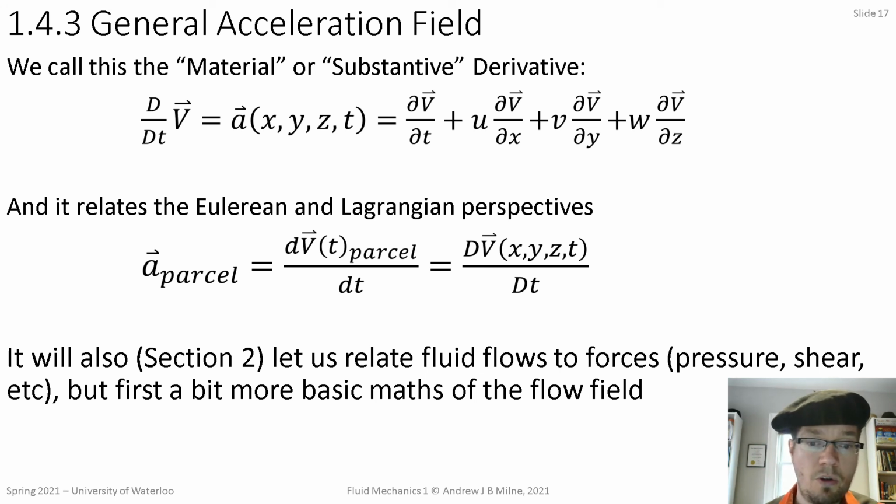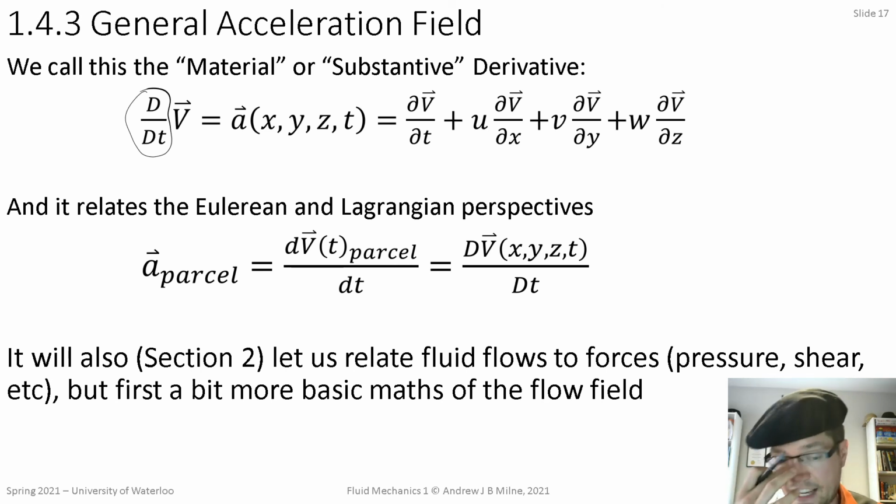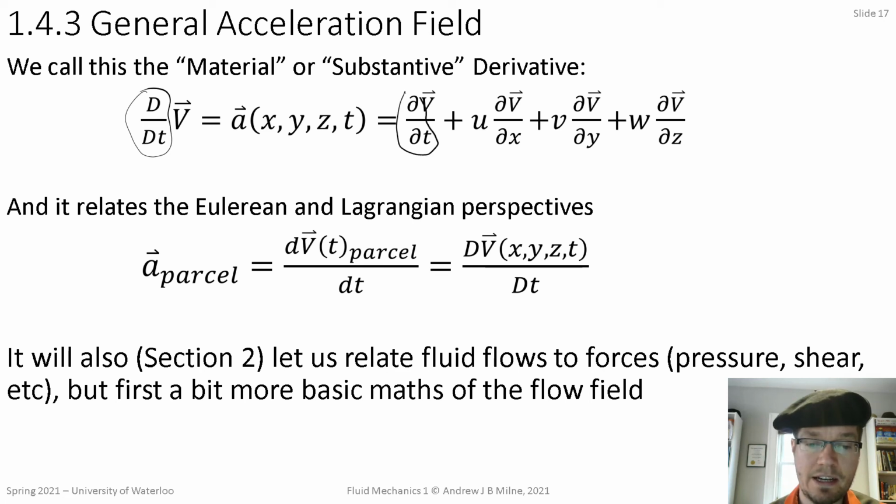So we call this full thing the material or substantive derivative. We give it the symbol capital D by dt. That's just a shorthand because it gets really long to write out those 4 terms. But capital D by dt means di by dt plus u di by dx plus v di by dy plus w di by dz.